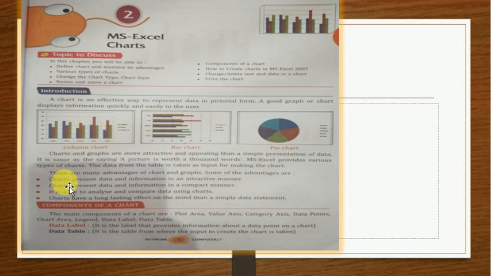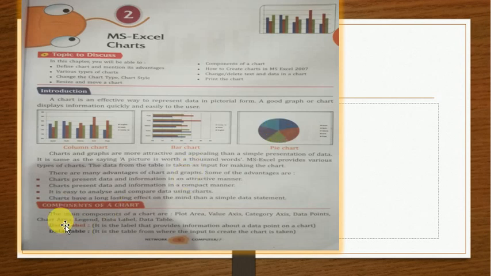Like if these are the marks, then I can just say that this blue one is English and this red one is maths. So I can clearly say that the marks of English are greater than maths, just by the image. Fourth, charts have a longer lasting effect on the mind than a simple data statement. You might not remember this, but you will always remember this image. Images are more effective and longer lasting in our mind.